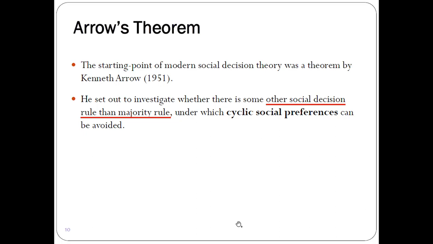Okay, Arrow's theorem. The starting point of modern social decision theory was a theorem by Kenneth Arrow in 1951. He set out to investigate whether there are some other social decision rules than majority rules, under which cyclic social preference can be avoided.